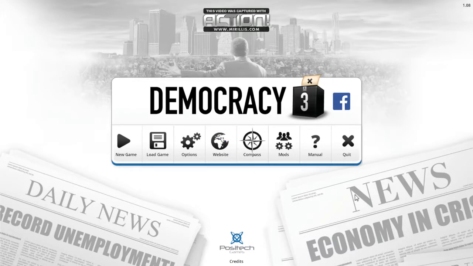Democracy 3, the political simulator of choice for rabid squirrels. It is actually a fairly complex political simulator. I'm a huge fan of strategy games and city builders and those sorts of things, so I thought this was really cool, and I picked it up pretty much as soon as it came out.